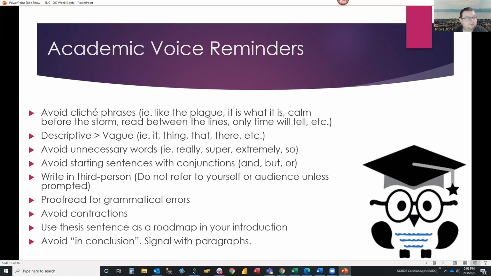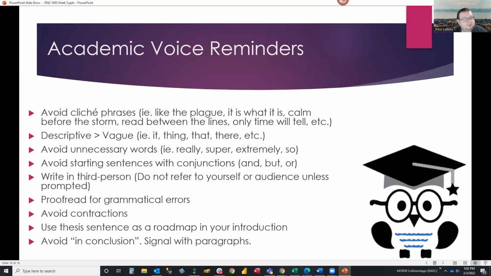Then academic voice reminders. So you're in college, so you're writing as an academic. There are some things you don't want to use because you're an academic person now. So avoid cliche phrases, i.e., like the plague, it is what it is, calm before the storm, read between the lines, only time will tell, all that kind of stuff. You want to avoid it, at least in an essay and anything formal. So you want to be descriptive.